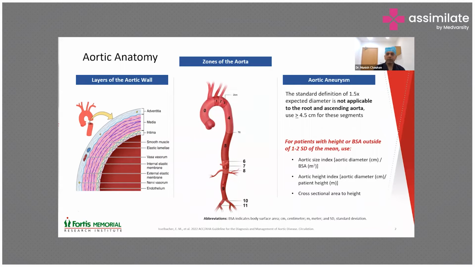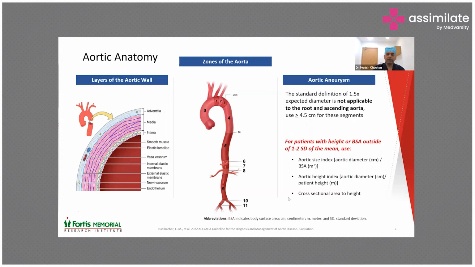The standard definition of an aneurysm is that if the size is more than 1.5 times the diameter expected in that region, we categorize it as an aneurysm. But for the root and the ascending aorta, which are the broadest part of the aorta, we do not usually have that rule. We use a standard size of 4.5 centimeters or more for these segments. The rest is divided into numbered segments for radiological and surgical identification and planning purposes.